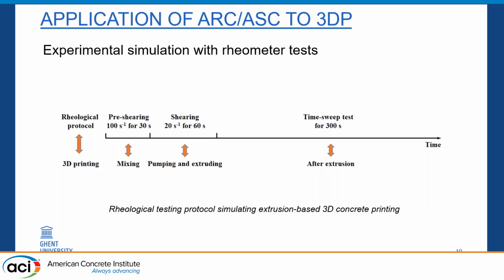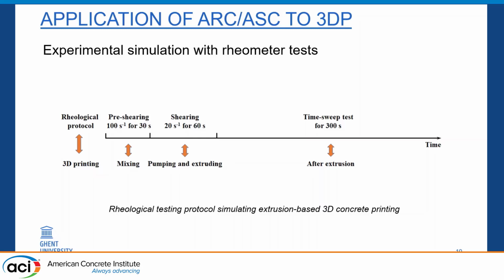And we did some pre-shearing at high shear rate, representing the mixing phase in the printing process. Then we have a period of 60 seconds with a lower shearing, simulating more or less pumping and extruding. And then at the end of that, which is considered to simulate the end of extrusion and building of the layers, we did a small angle oscillatory shear time sweep test to see how the modulus is evolving. So we did several tests with that, with our material.